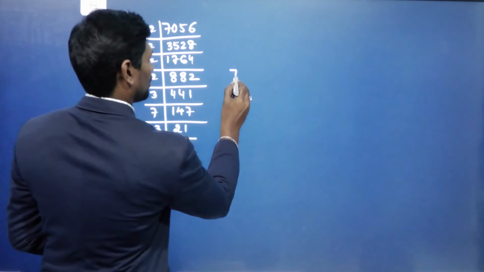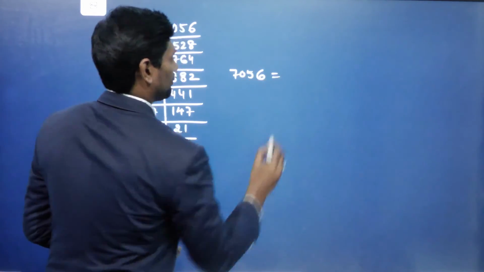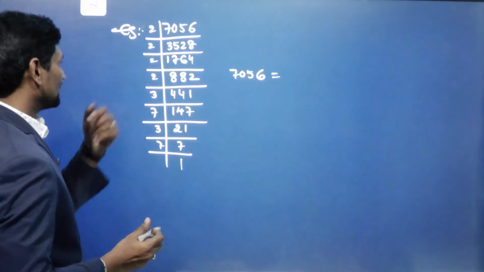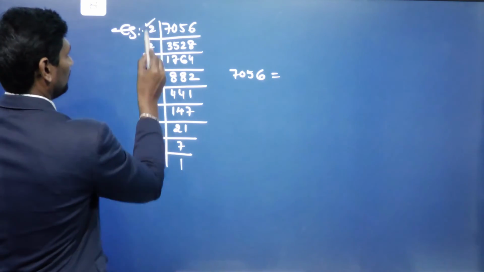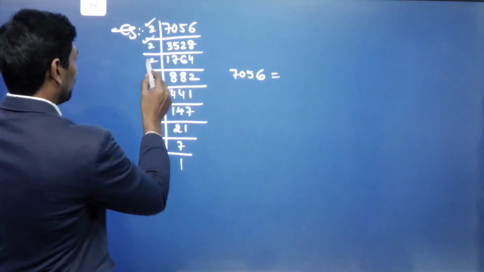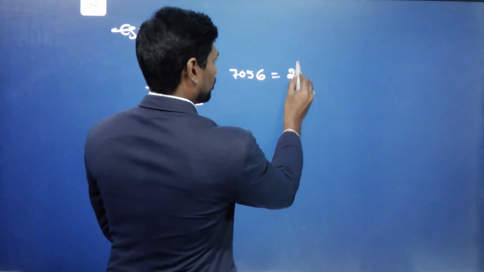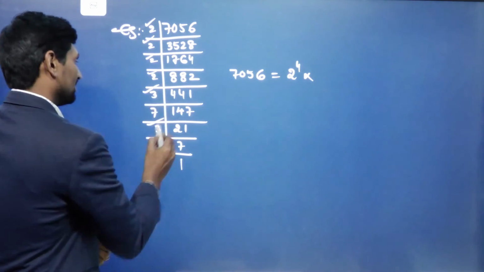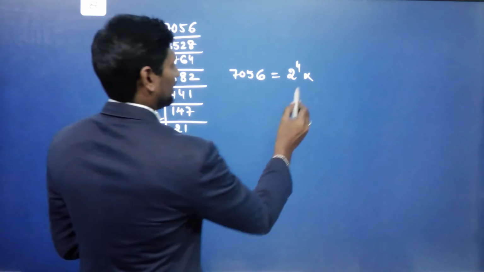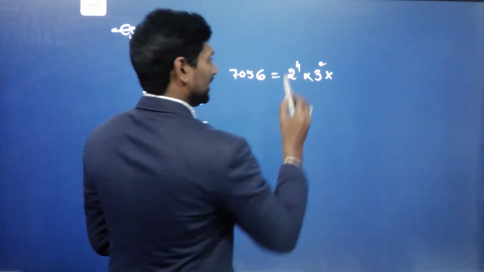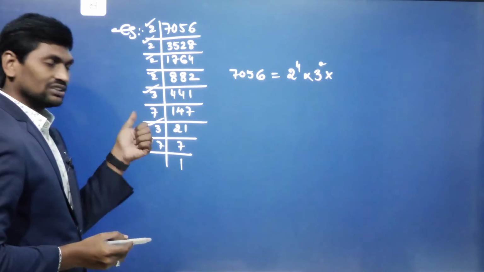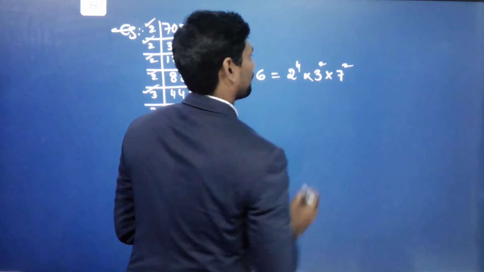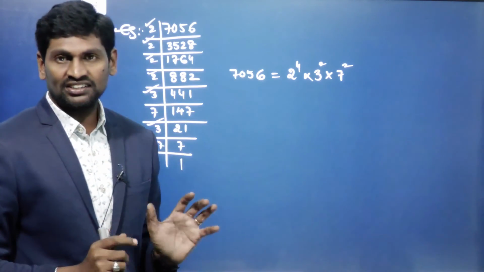So that means 7056 can be expressed as, I am writing the prime factors in exponential form. Let us see how many 2s are there. 1 2 3 4. So 2 is present 4 times, it is 2 power 4. Next, how many 3s are there? The second prime number 3 is present here 2 times, so 3 square. One more prime number is present here, that is 7. 7 is also present 2 times, 7 square. So until then the prime factorization is completed.